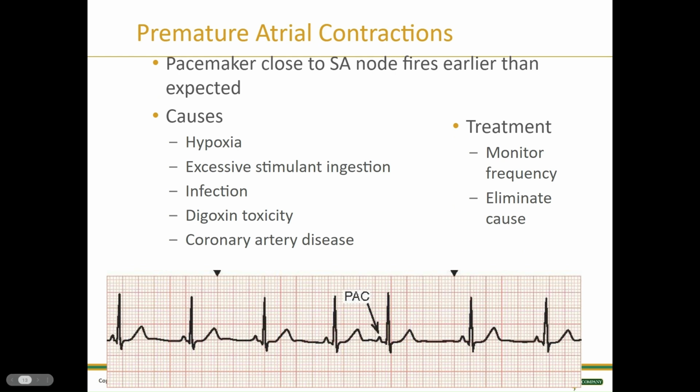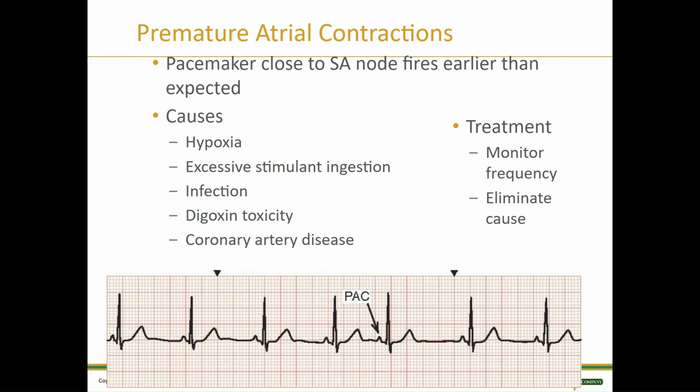Premature atrial contractions. So this is an ectopic atrial beat that occurs earlier than the next expected sinus beat. So it is usually asymptomatic and benign, but we do have to monitor it and make sure that it's not being repetitive and not occurring frequently because it can be an initiator of SVT. It is more common in older adults, and sometimes it is, as I said, a precursor to a more serious dysrhythmia. Some of the causes could be hypoxia, excessive stimulant ingestion, infection, digoxin toxicity, or coronary artery disease.